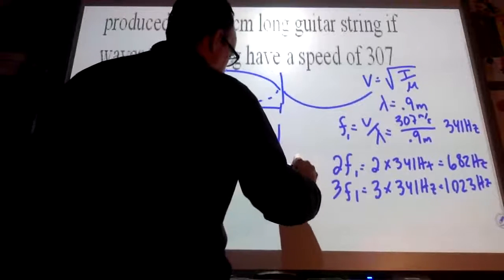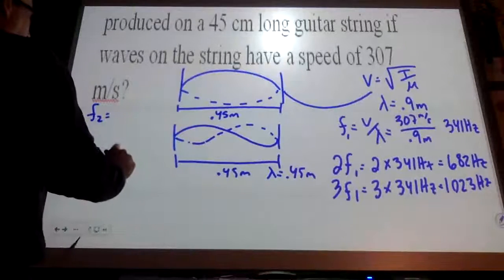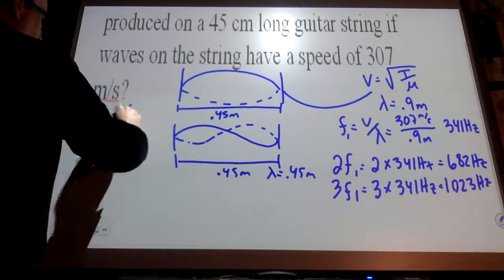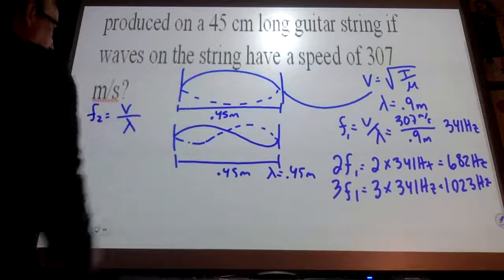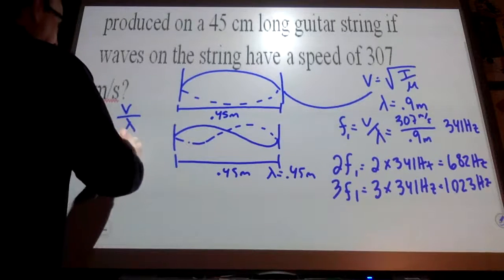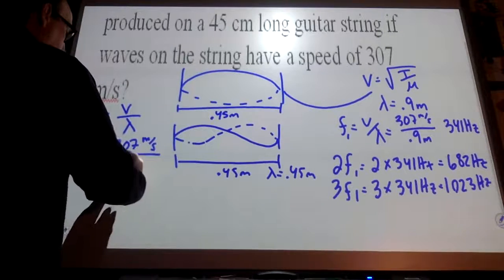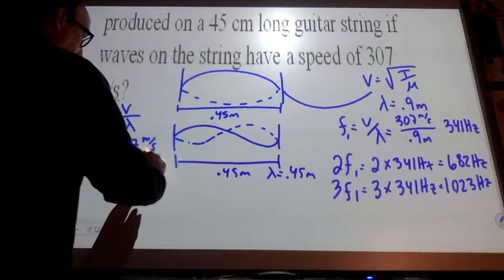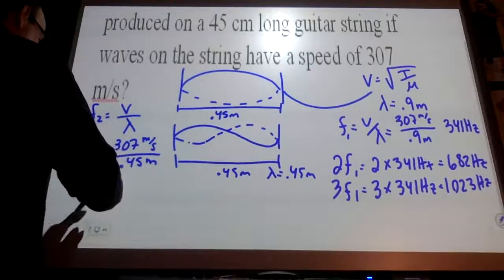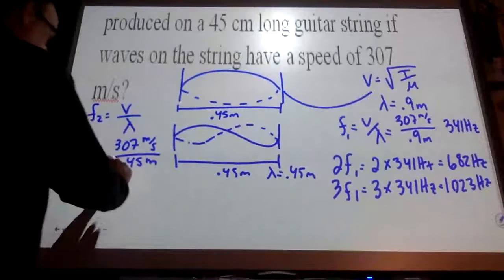So now my wavelength is 0.45 meters. My second harmonic is going to be equal to this velocity divided by that wavelength. So we're saying that our velocity is 307, and we're saying that our wavelength is 0.45. And so when you put this in your calculator, you should again get 682.